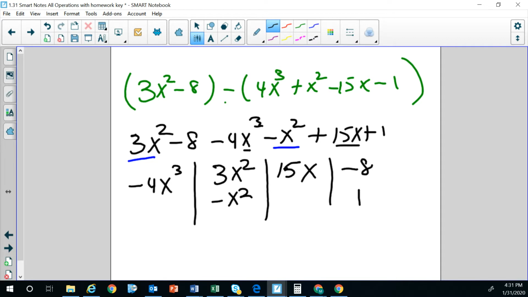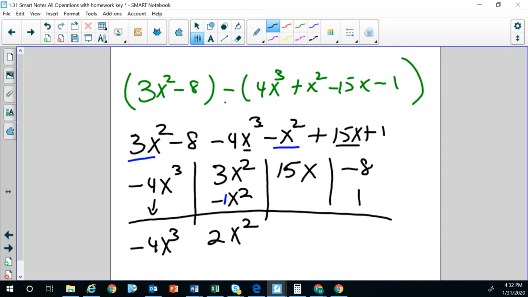All right? Then I bring this down so that becomes negative 4x cubed. For my next column, remember there's a 1 here, so that's a 1 right there. So when I add those two, I get 2x squared. Bring down the 15x. Negative 8 and 1 is negative 7.